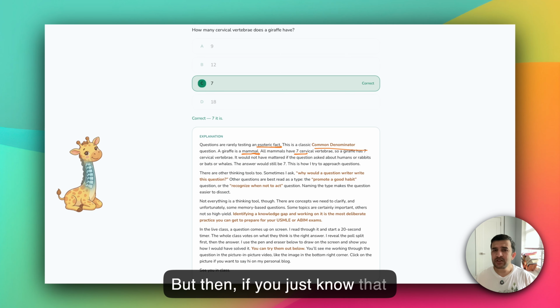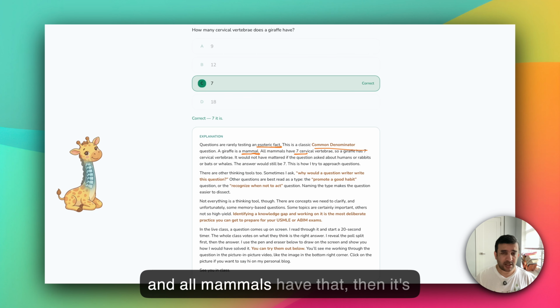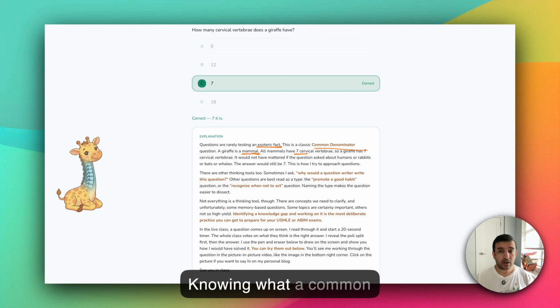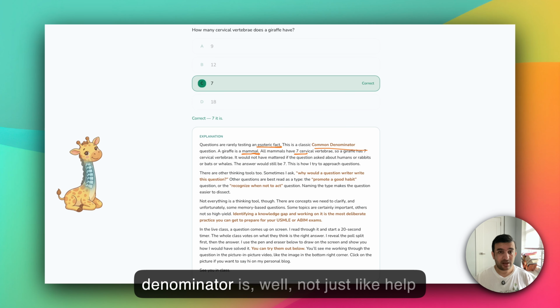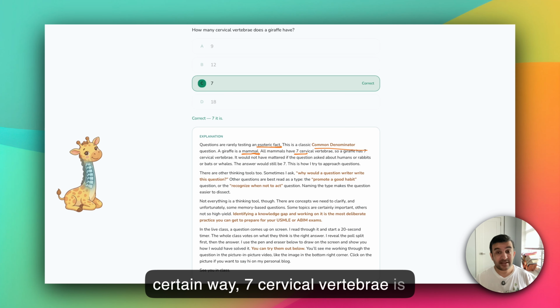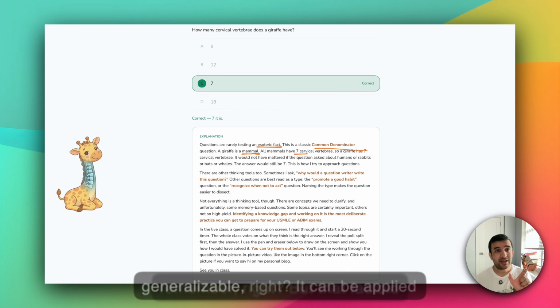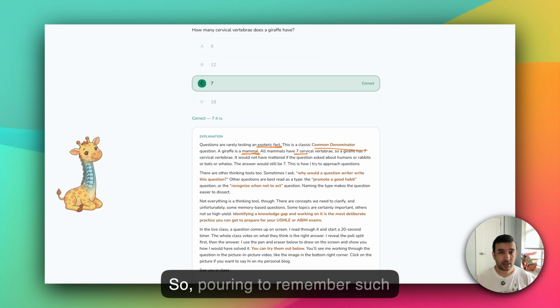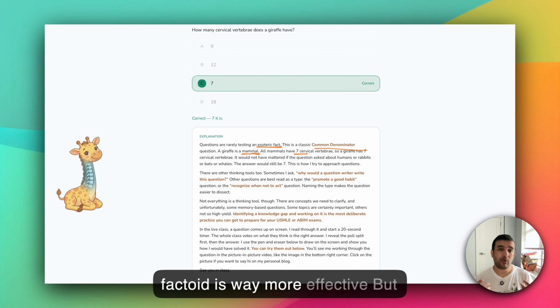But if you just know that mammals have 7 cervical vertebrae and all mammals have that, then it's about knowing that fact, right? Knowing what a common denominator is will not just help you answer this question correctly, but also help you prepare in a certain way, right? Mammals having 7 cervical vertebrae is still a factoid that you need to remember, right? But that factoid is generalizable, right? It can be applied to many different situations. Pouring effort into remembering such factoids is more important. Making an Anki card about that factoid is way more effective.